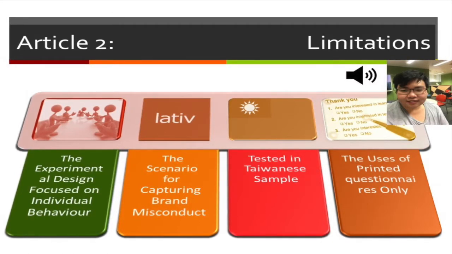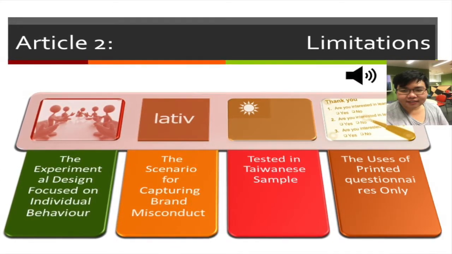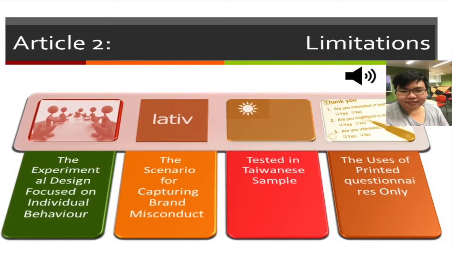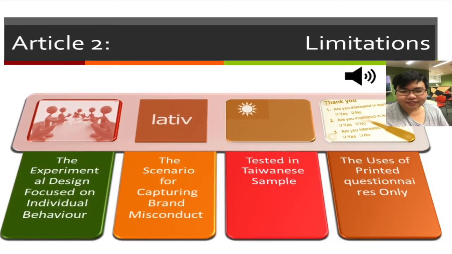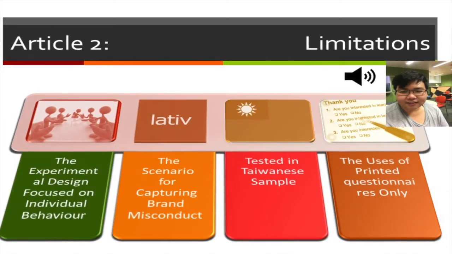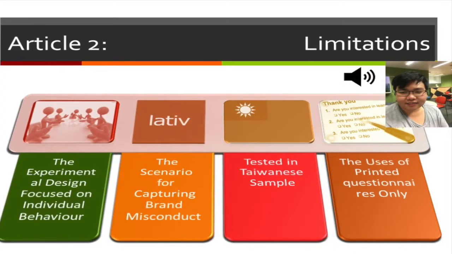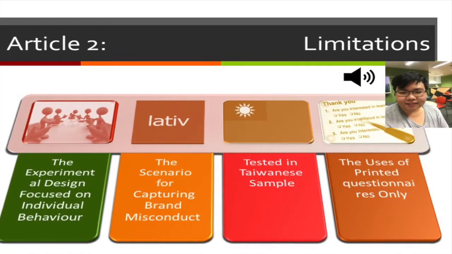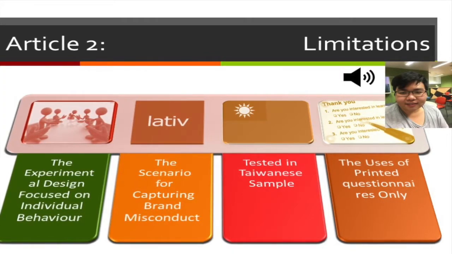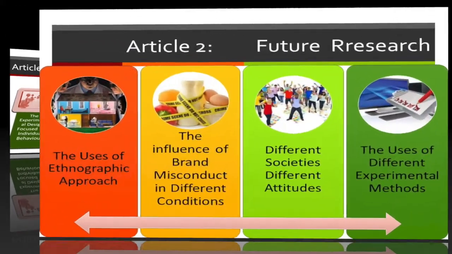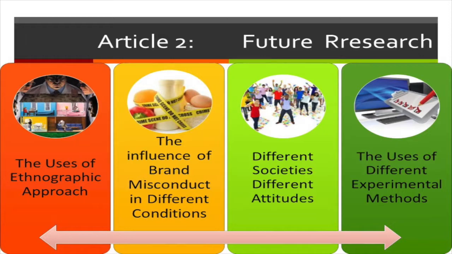First, this research used an experimental design focused on individual behaviors that may omit the process of consumers forming brand loyalty. Second, this research used a single case only as the scenario for capturing brand misconduct. Third, the model of this research is empirically tested in a Taiwanese sample. Finally, this research used printed questionnaires to gather empirical data, which may fail to evoke respondents' real feelings toward the online environment. For future research, we can use an ethnographic approach to capture the evolution of consumer loyalty.